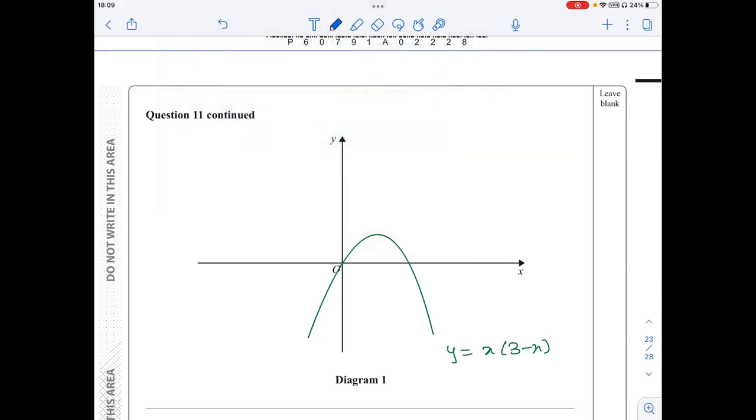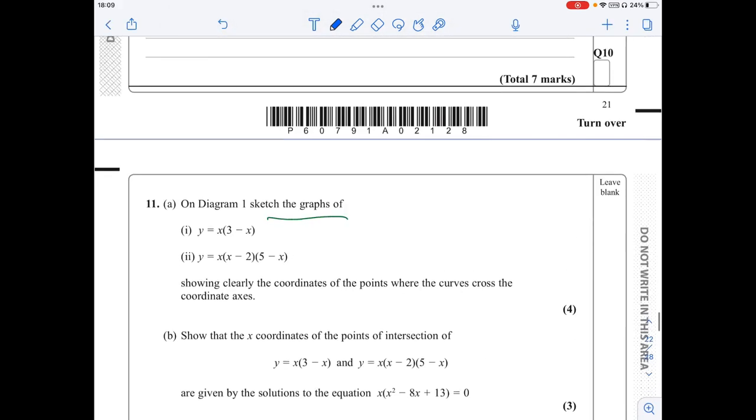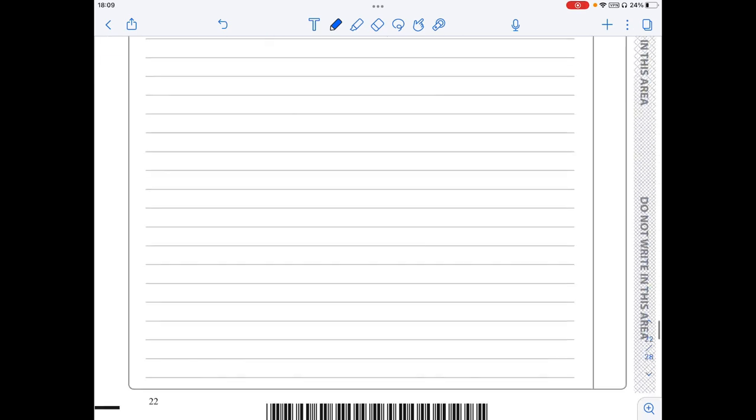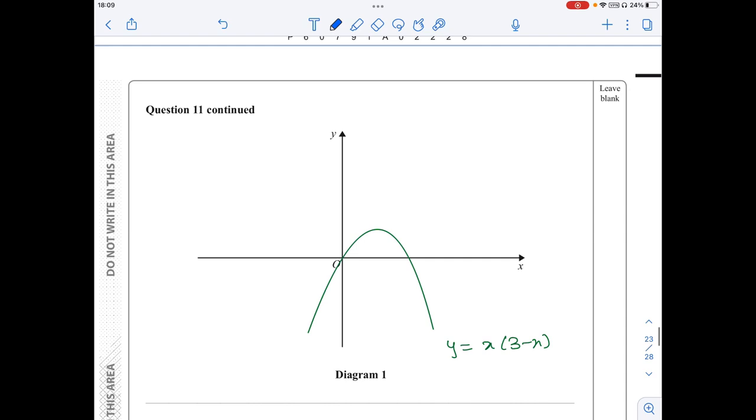Next one is nothing but what? y equals x times (x − 2) times (5 − x). So this is 0, this is 2 and this is 5, but it is minus x cubed. 0, 2 and 5. This is 2 and this is 5. What I can do is much more perfect. 0, 2 and 5.